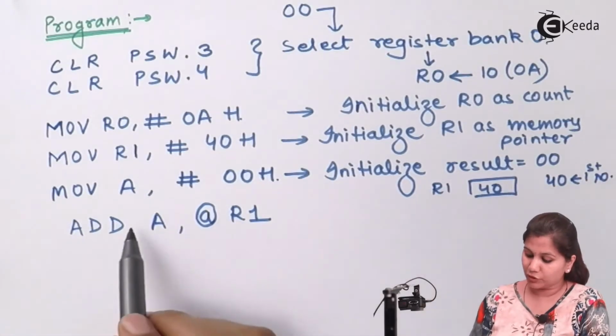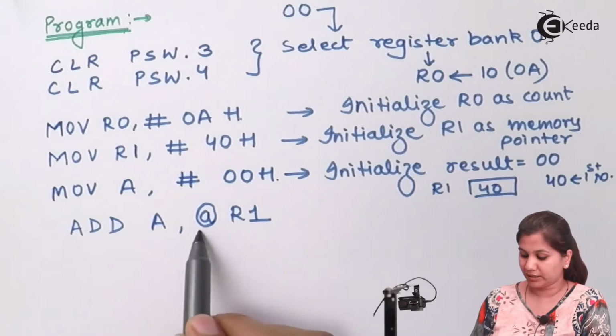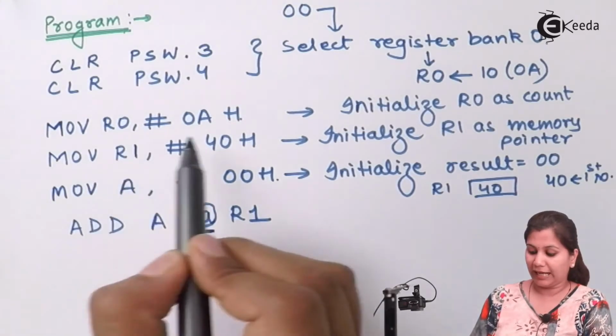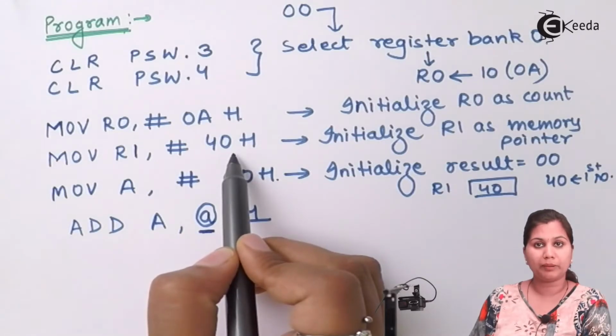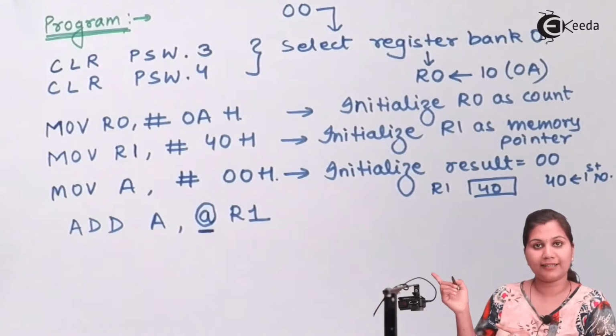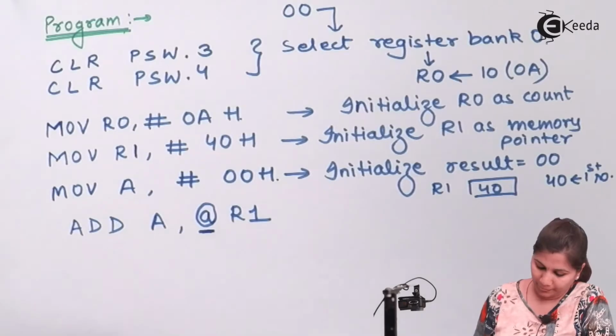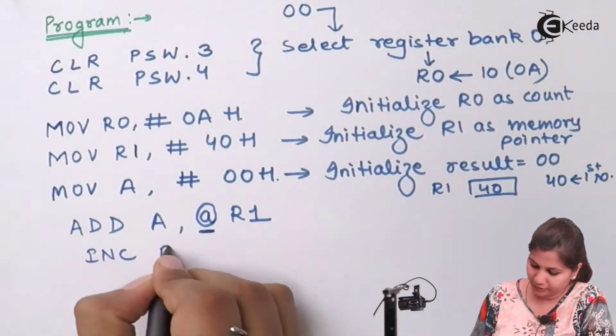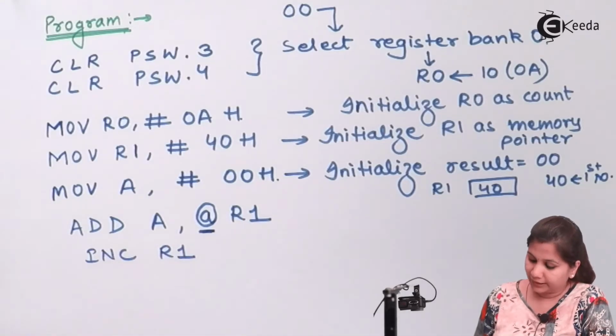Now this number is to be added with A. So this is a type of indirect addressing, that in R1 we are having the address of the memory location where the data is stored. Now after that we will increment our memory pointer, that is R1. Then we will decrement our counter.